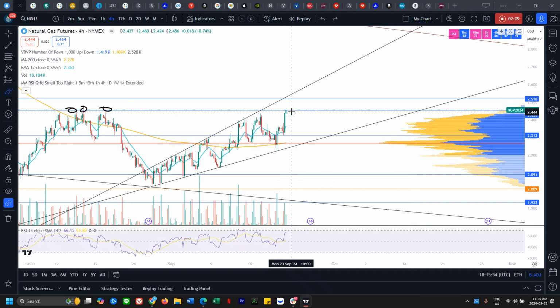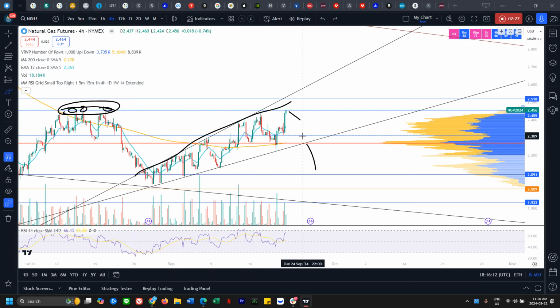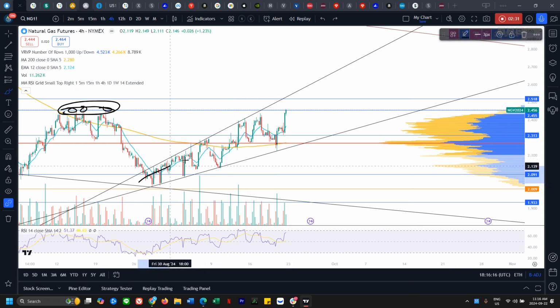And for you bears, right, reject from here, which is the same level that they rejected from here as well, and then head lower and potentially come back down to at least 2.3. If they can do that, come back down to 2.27, and if you can break that, then that's a bear breakout of this channel. But for now, no signs of that yet. We're pretty much at the high of this entire trend.